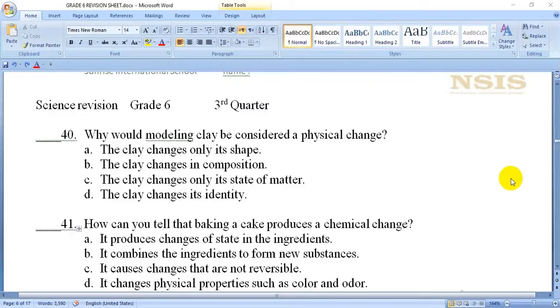Hello my students, today we will complete solving the revision sheets for grade 6 for the third quarter. In the previous video we stopped at question 39, so today we will start from question 40.